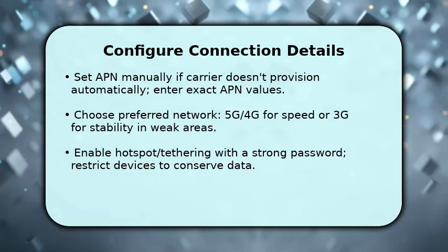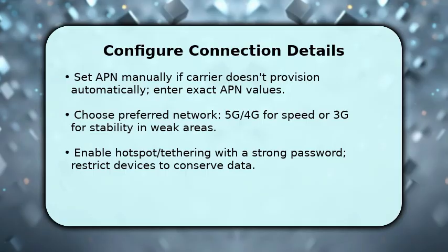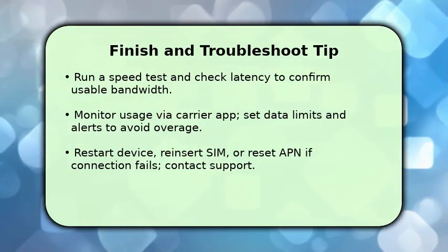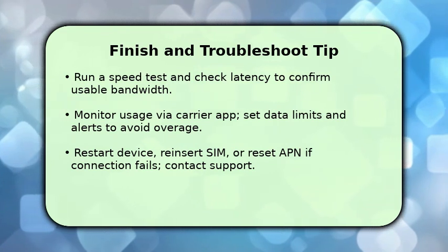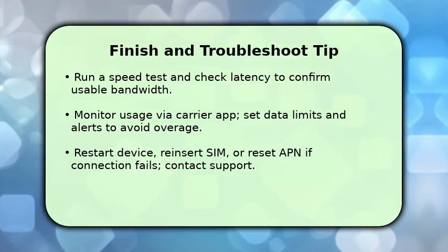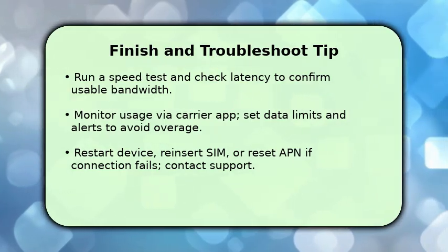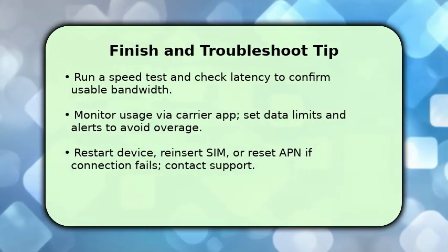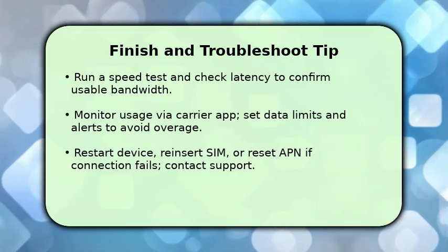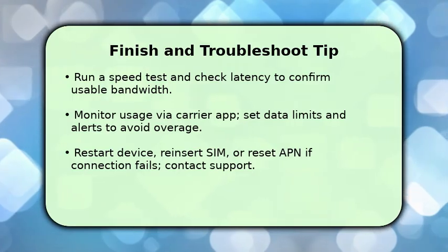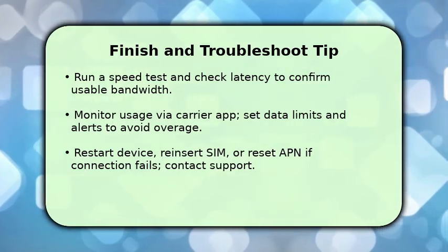You finish by verifying the connection. Run a speed test and open a few web pages to confirm the experience. Make sure to set data alerts in your carrier app so you don't hit caps unexpectedly, and secure your hotspot with a strong password. If something goes wrong, first restart the device, reinsert the SIM, and reset the APN. These steps fix most issues. If problems persist, reach out to carrier support with your device model and error details.